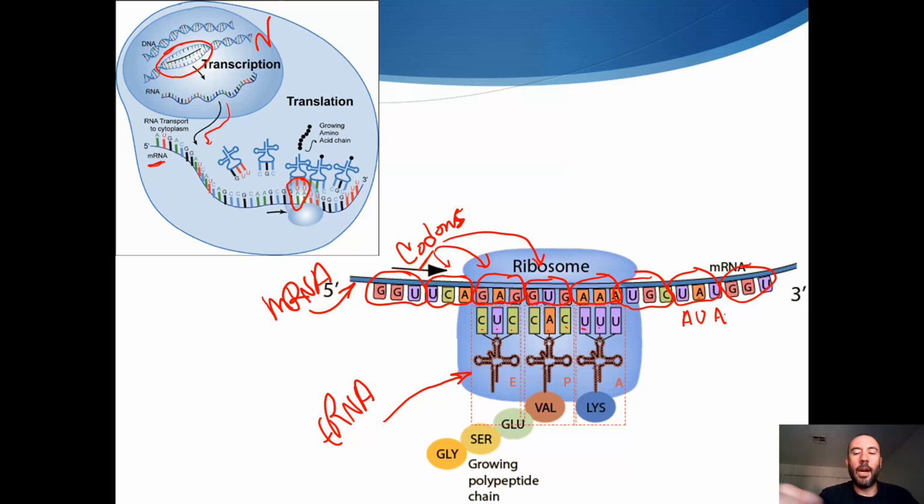Okay? Now, each of these transfer RNA molecules also hooks up with a particular amino acid. Okay? So here we have lysine, valine, glutamine. And those amino acids will eventually be put together, hundreds or thousands of them, depending on the protein, and then you get a protein.